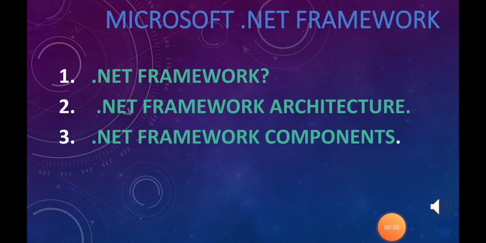Hi everyone, today we are discussing Microsoft .NET Framework, .NET Framework architecture and its components. So let's start.